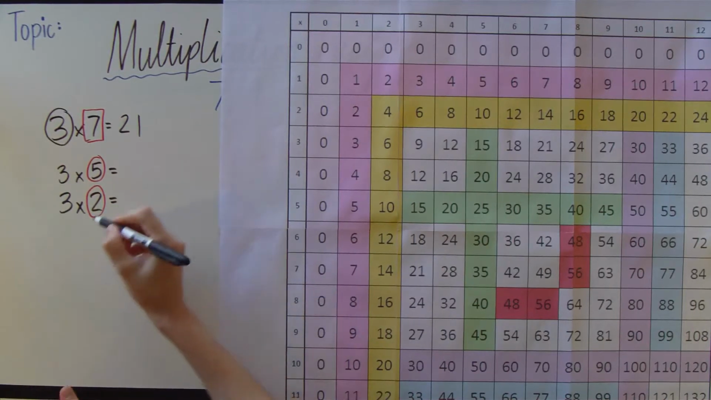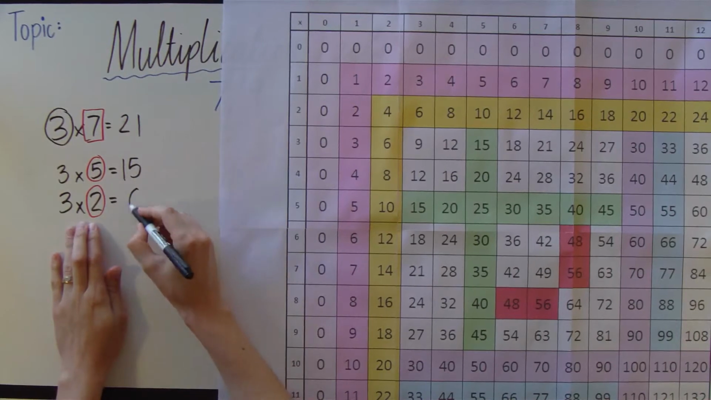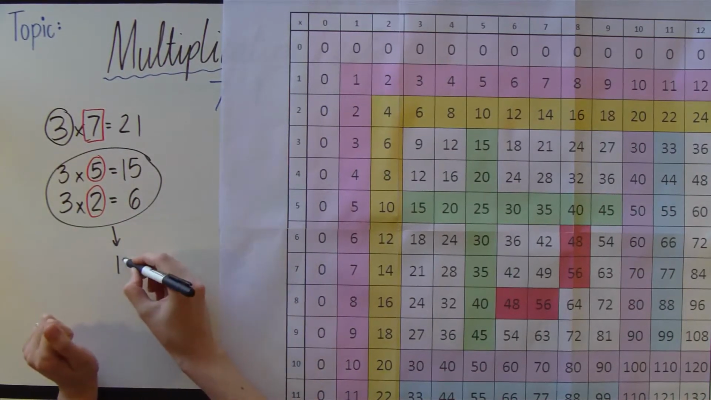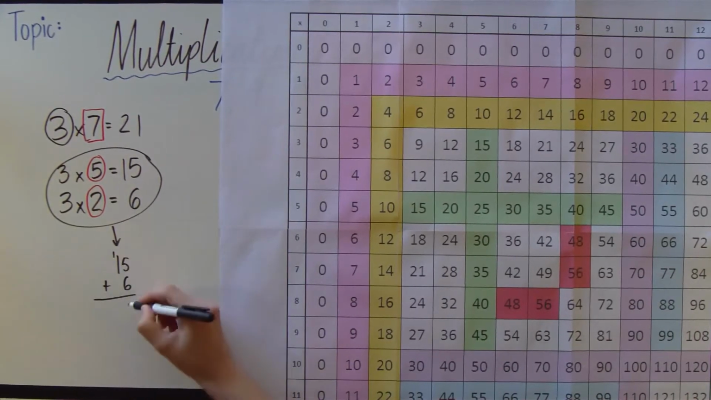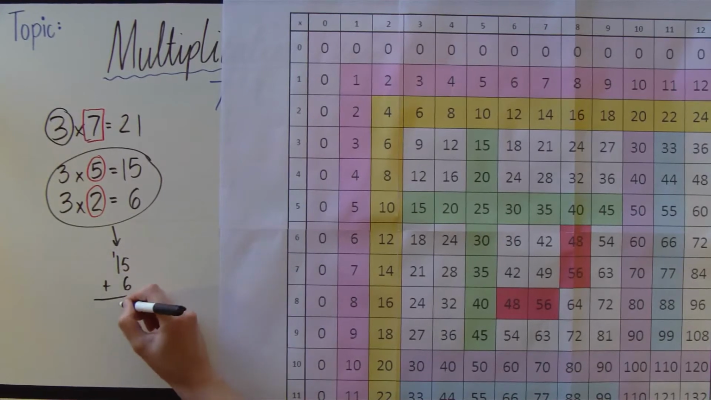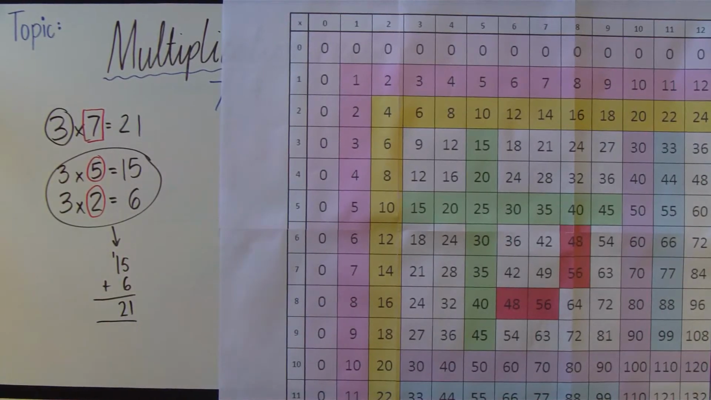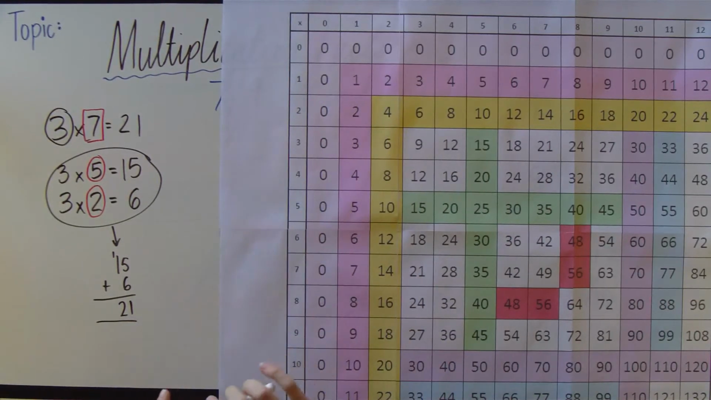So 3 times 5 is 15. 3 times 2 is 6. So with this one here, you can then go 15 plus 6 equals, so you go 6 plus 5 is 11, and then 1 plus 1 is 2. So we have 21 for that one. So let's look at the next one, sorry, for the 9 times tables.